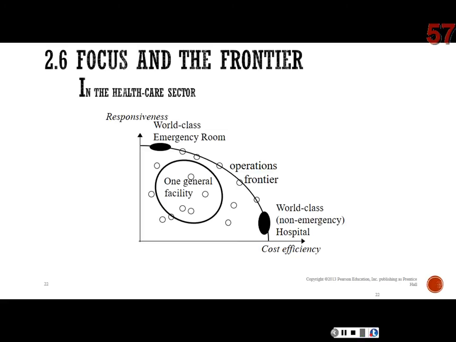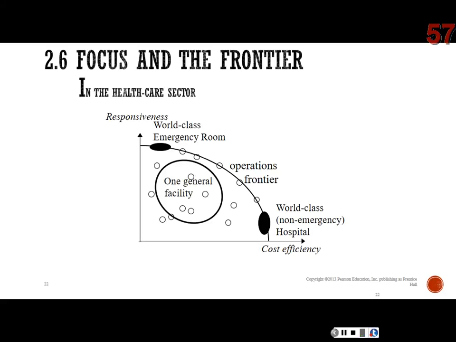On the other hand, I can have a world-class non-emergency hospital that can be very cost-efficient, where I try to do the same types of procedures on a regular basis. Think of the Aravind eye clinic. They're doing the same thing again and again, so they're very cost-efficient, but they can't respond to other things. They can do eye surgery, but they can't do all of this other realm of things. So how I set up in each of those spaces is very different.